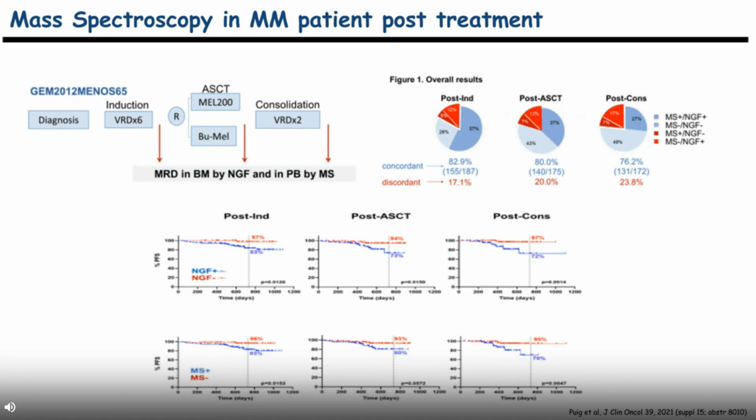At the last American Society of Clinical Oncology meeting, Dr. Puig and colleagues shared the results within the GEM 2012 less than 65 years trial, where they compared mass spectrometry versus next-generation flow cytometry at the time point where NGF was investigated. They reported highly comparable results with around 20% of discordances, most of which correspond to NGF positive, mass spectrometry negative cases. More importantly, the prognostic impact of these measurements was almost superimposable.